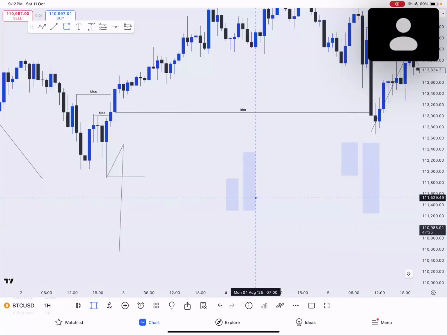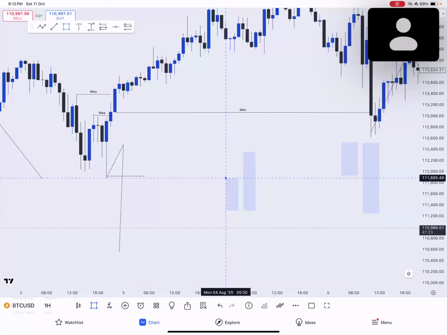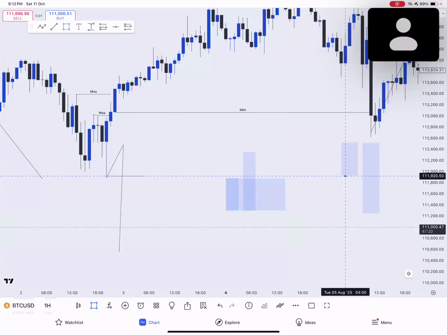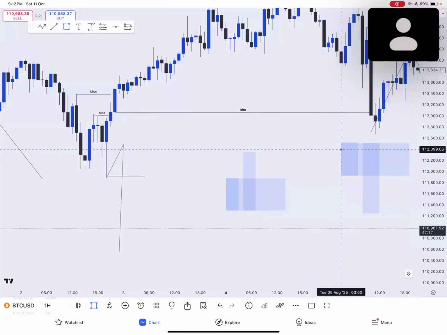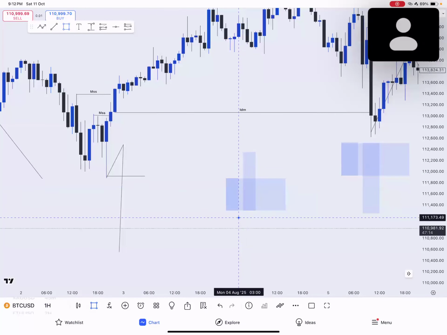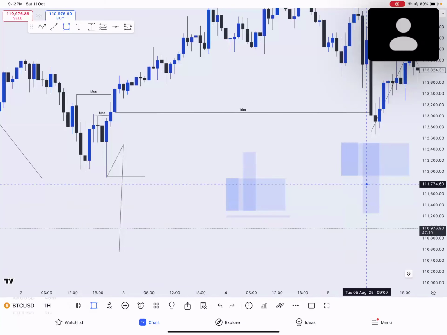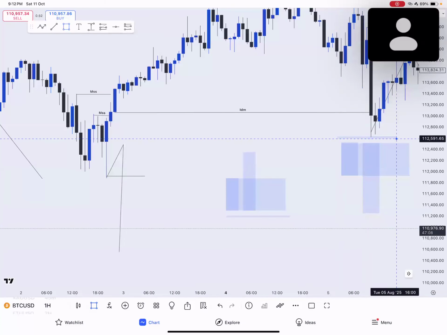And if you're picking your entries, you pick your entries from the demarcation of those candles. The demarcation of this candle here, that's where you pick your entry. And your stop loss is at the last candle of those candles. So if you're picking your entry from here, your stop loss will be below here. And if you're picking your entry from here, your stop loss will be above here.